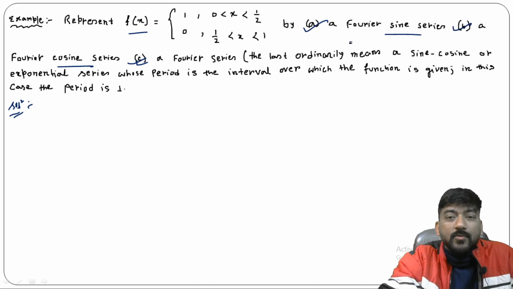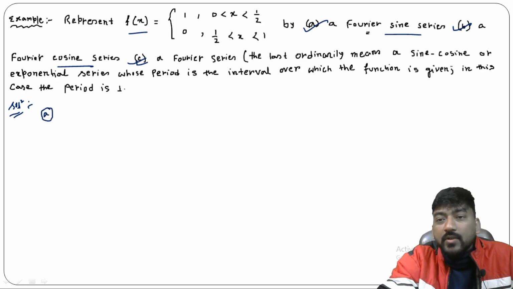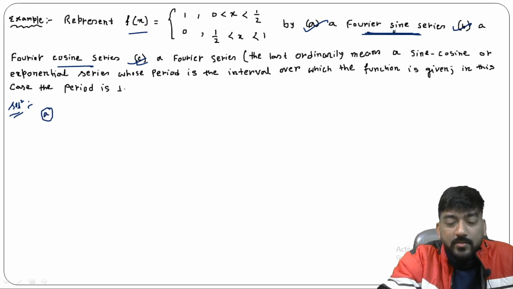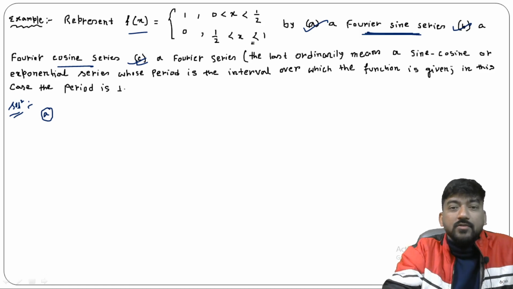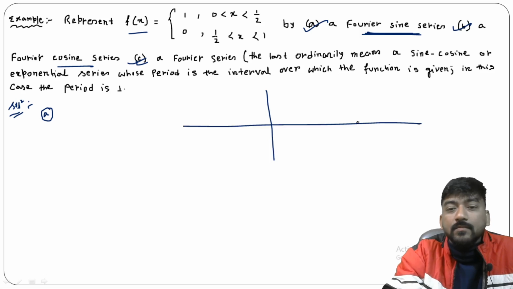Okay, so what you have to do? Let me first sketch this function f of x, for case 1 or the A part, that is the Fourier sine series. And you know, for the Fourier sine series, what do we have to do? We have to sketch this function f of x such that it will be an odd function, that is symmetric about the origin. Okay, so f of x is equal to 1 for 0 to half. So let me sketch this function.